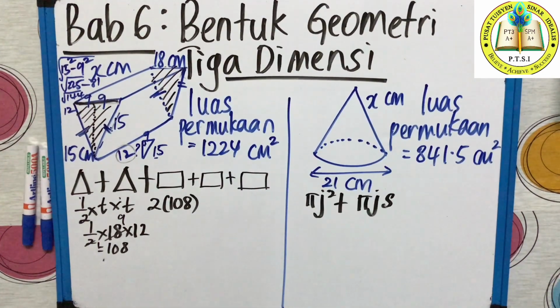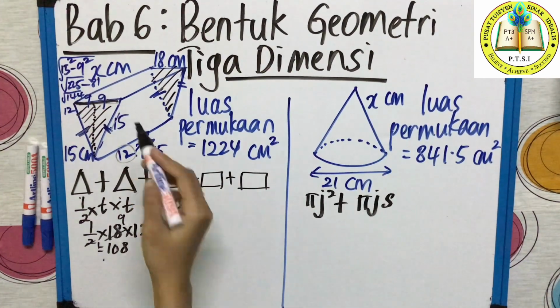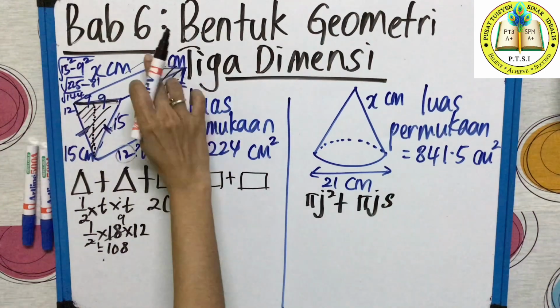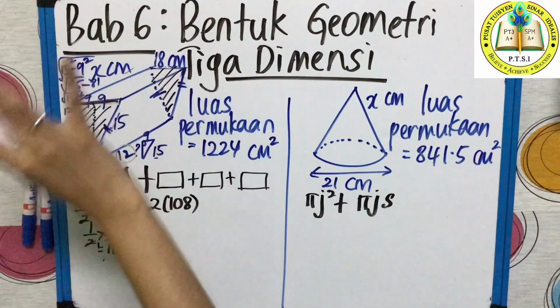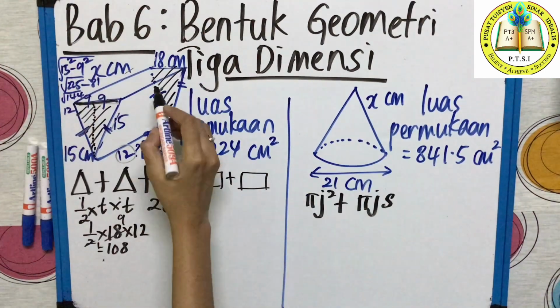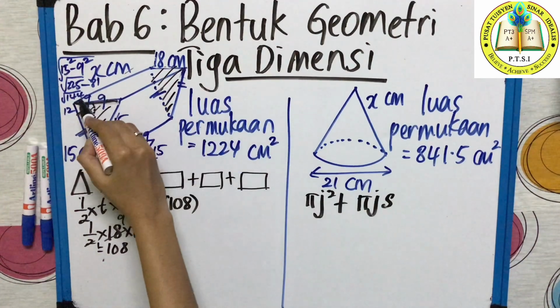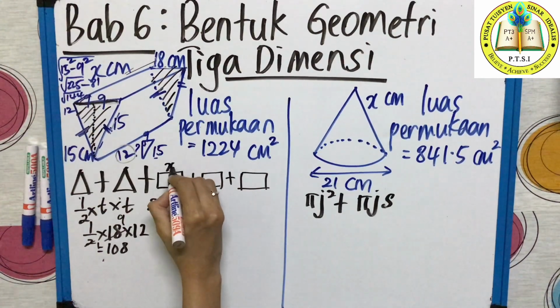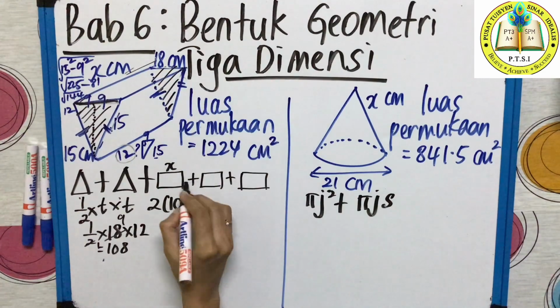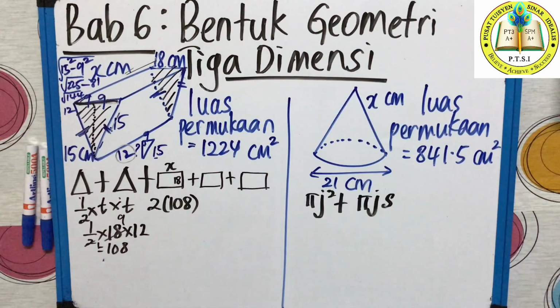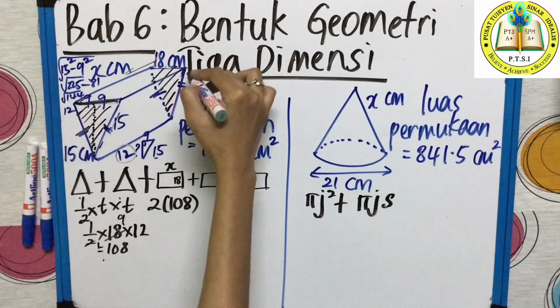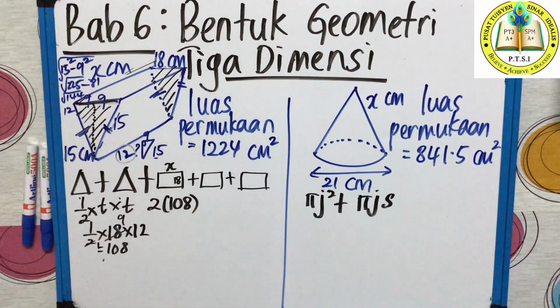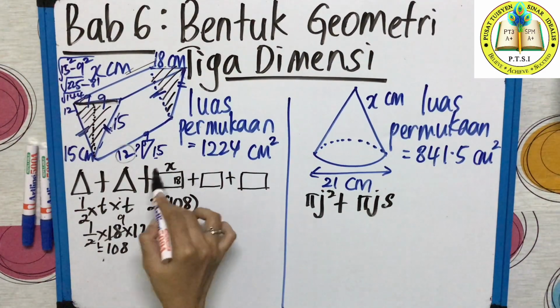Ada 3 segi 4 kan? So first teacher check the first one. Yang atas sekali, yang atas on the top. So how much is the panjang? So this one is X. And then the lebar is 18. So that is the top rectangle. Panjang X, lebar 18. This is the first rectangle.